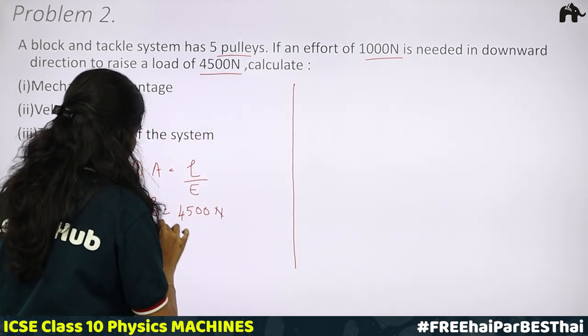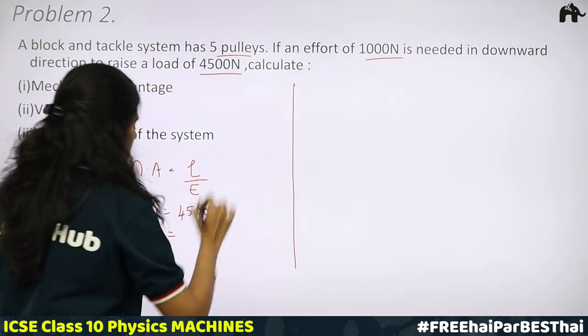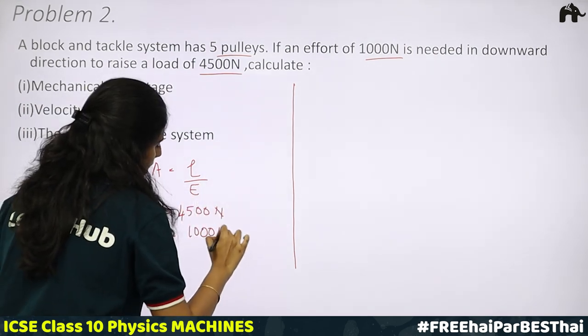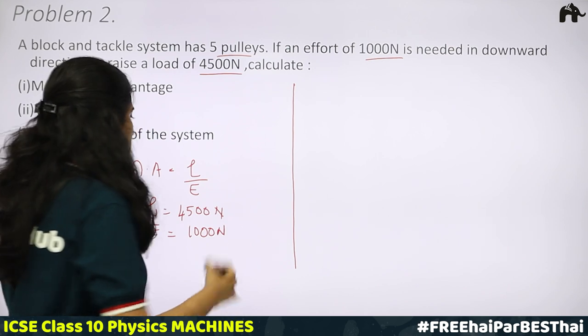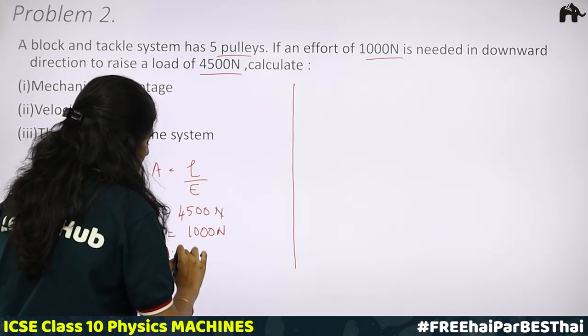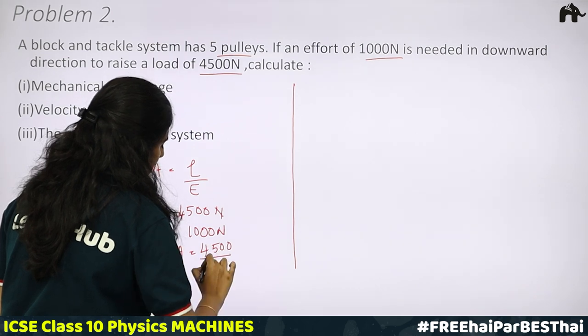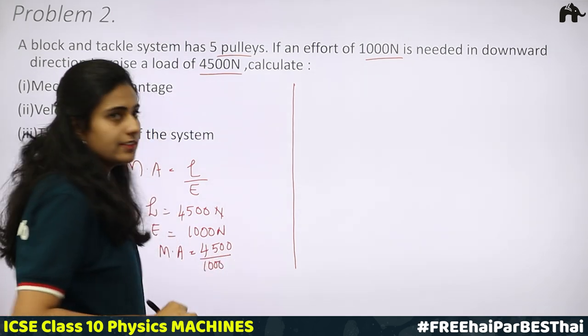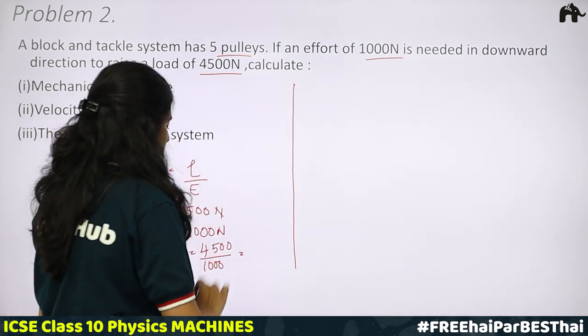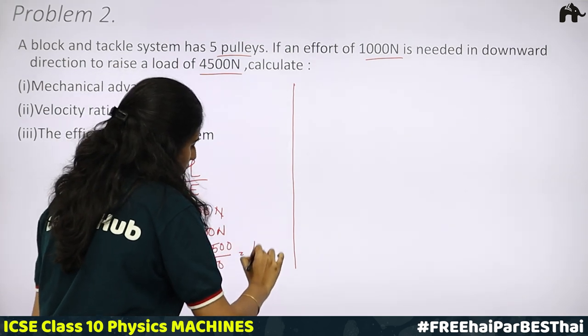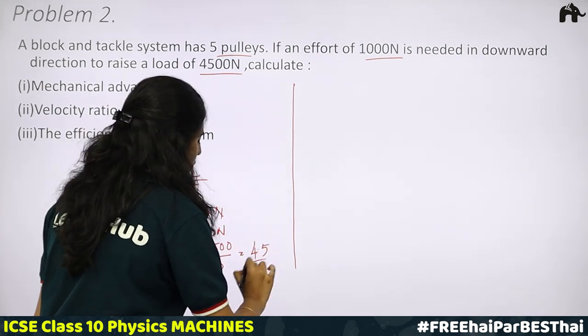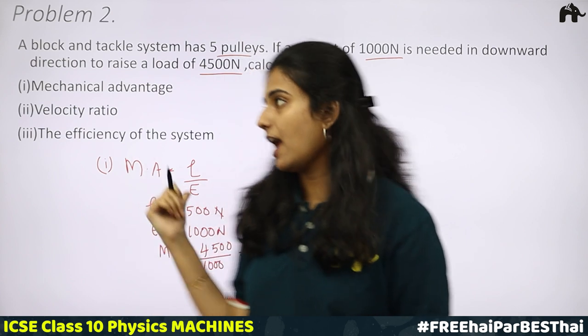What about the effort? Effort is 1000 Newton. Then you can calculate the mechanical advantage, that is equal to load 4500 divided by effort 1000, which is equal to, when you take the ratio, you will be getting 4.5. Okay, 4.5 is your mechanical advantage.